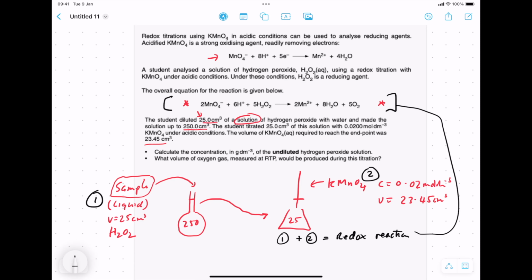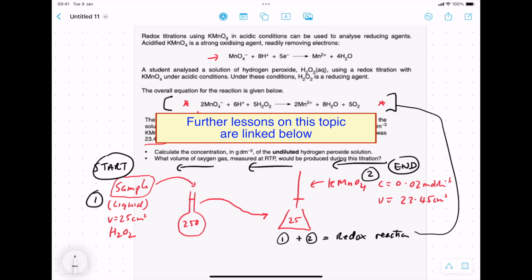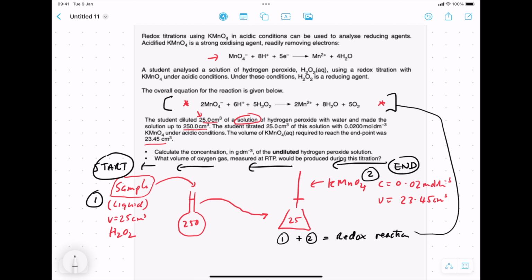Now the reason why it's called a back titration is because, well, this is the start and this is the end. And what you have to do is you literally work backwards, as I've described in my other videos, from the end to the start to get information about the sample that you want, which in this case is a concentration. So C is the question mark. They want the concentration of this peroxide. So we're starting at the end because we know information about the potassium manganate, and then we're going to go back to the start to get information about the peroxide.